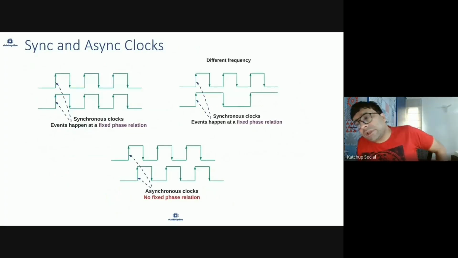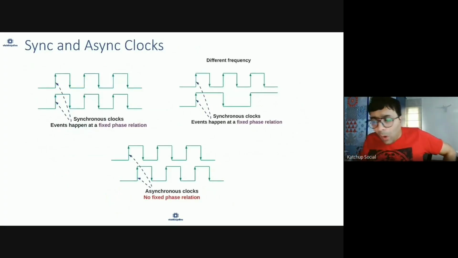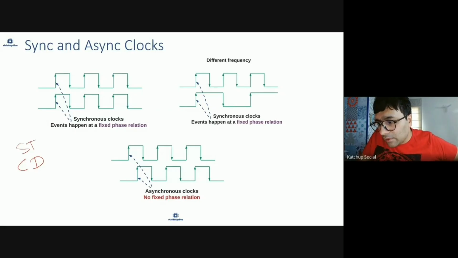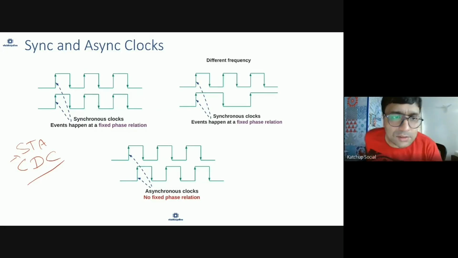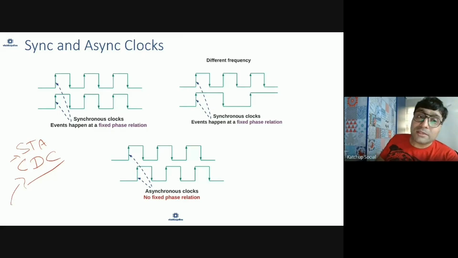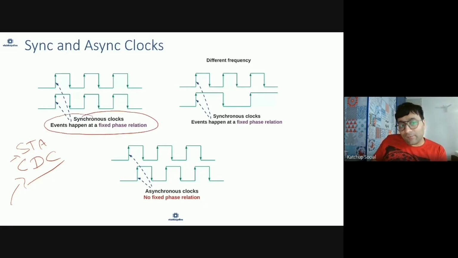Then static verification. One of the common applications of static verification is STA, which we'll talk about later, and clock domain crossing analysis. Clock domain crossing analysis is the analysis of clocks when asynchronous clocks are there. Synchronous clocks are clocks where events happen at a fixed phase relationship, while asynchronous clocks are clocks where events don't happen in a fixed phase relationship.